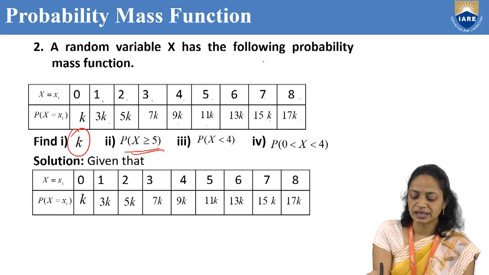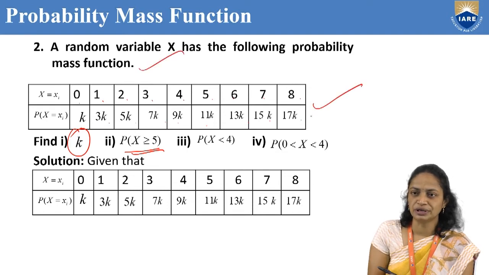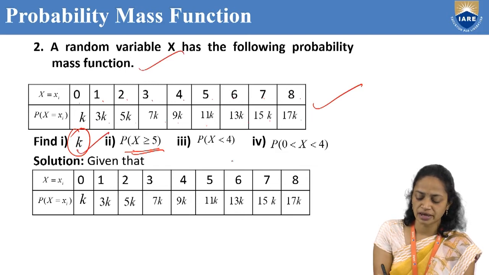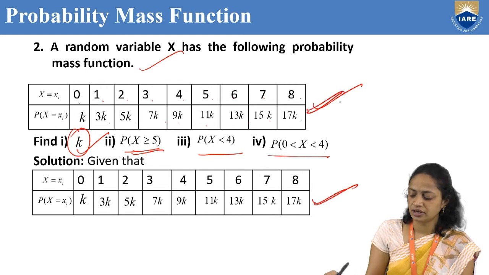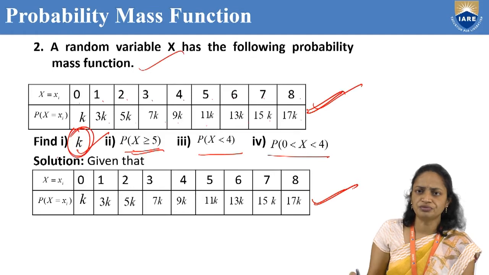A random variable x has the following probability mass function. This is our probability mass function table, and from it we need to find the k value, p of x greater than or equal to 5, p of x less than 4, and p of 0 less than x less than 4. So this is our given table, and from it we need to find the k value. How do we find the k value?